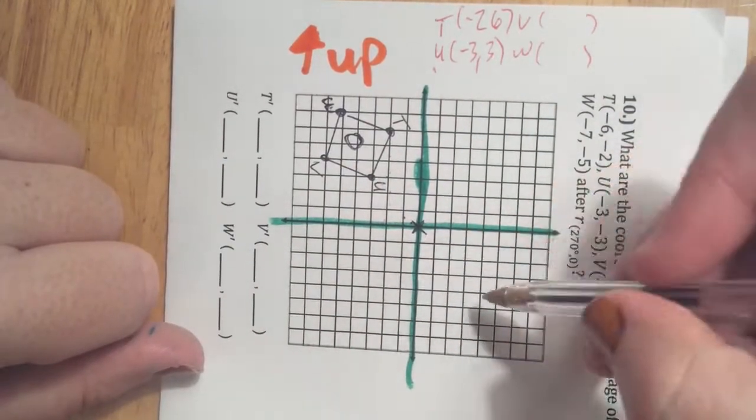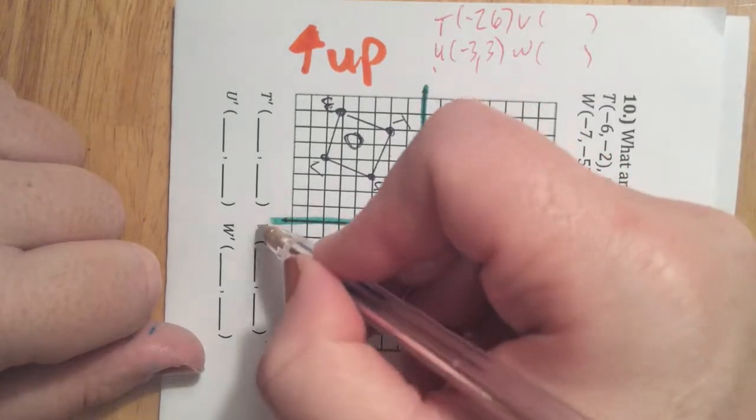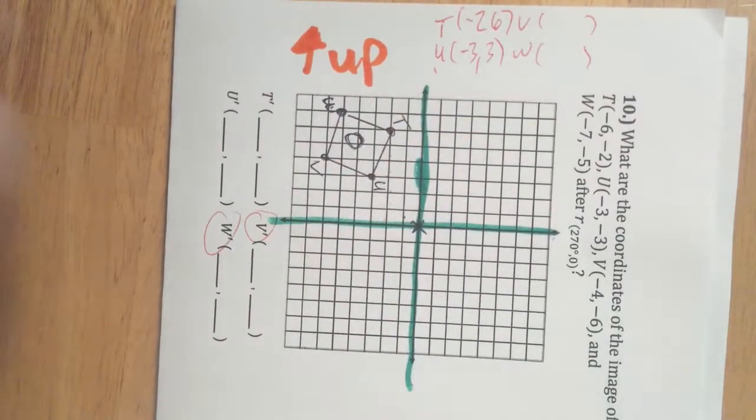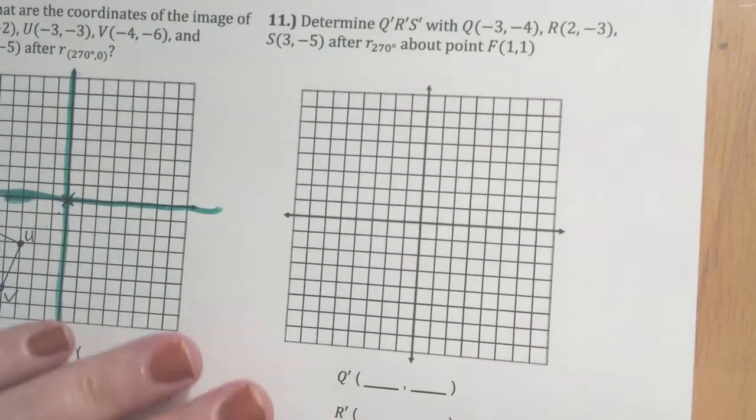Hopefully you guys got the main idea. I want you to find the other two letters. So go find V and W. So that's your job. All right. Okay, let's go ahead and go to number 11.